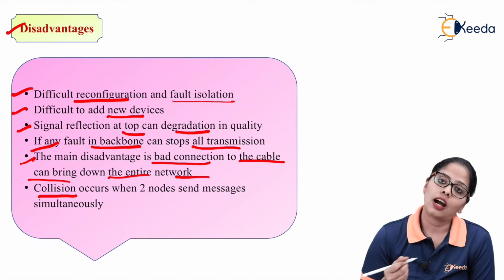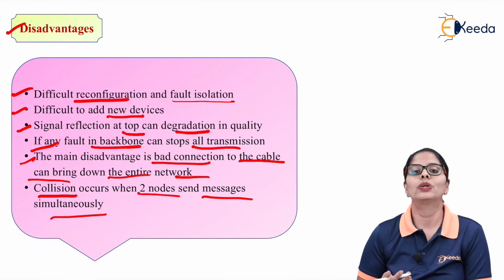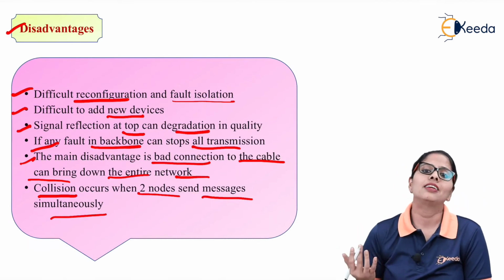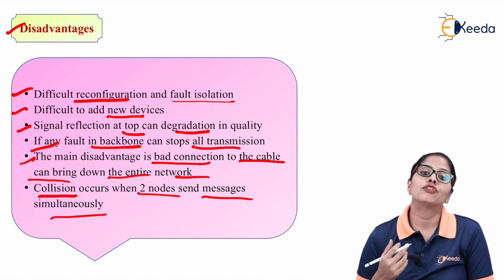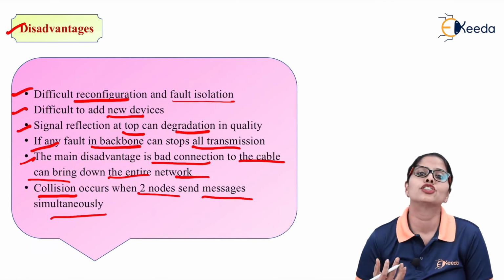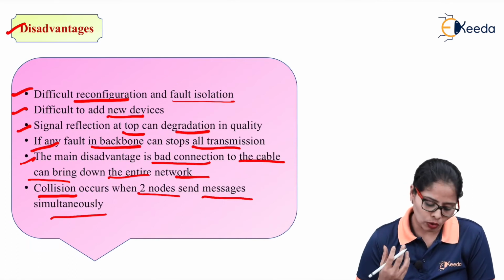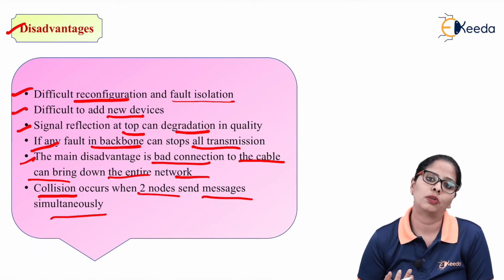A collision occurs when two nodes send a message simultaneously. Just now we discussed my backbone link is a shared link. If two computers start their communication without consulting, then it is possible there will be a collision of the data. So the collision of traffic takes place, and that is one of the disadvantages of this topology.